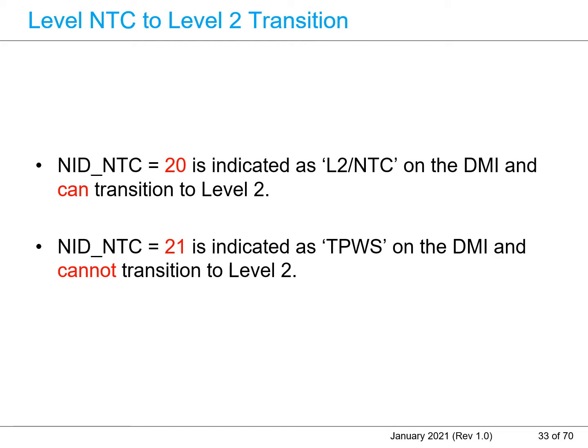The NID, NTC, 21 train cannot transition into level 2 full supervision mode when passing the LTO Balise group. The ETCS on board will initiate the emergency brake when it receives the LTO command from the Balise group, because the ETCS on board does not have the movement authority message from the radio block center.